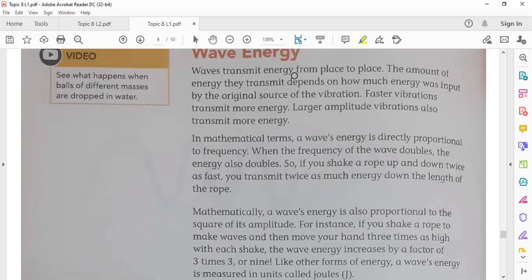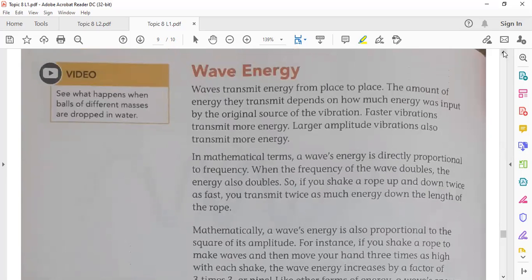Wave energy. As we mentioned at the beginning of this lesson, waves transmit energy from place to place. All waves carry energy from place to place. The amount of energy they transmit depends on how much energy was put in. There are many things that determine the amount of energy in the wave.